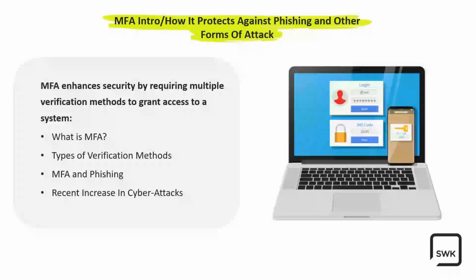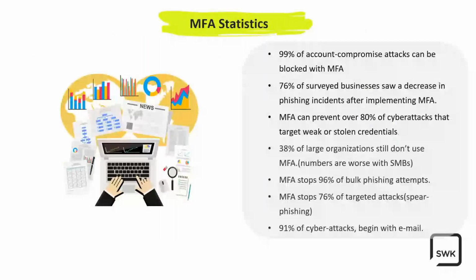So some quick statistics here. 99% of account compromise attacks can be blocked with MFA. 76% of surveyed businesses saw a decrease in phishing incidents after implementing MFA. MFA can prevent over 80% of cyber attacks that target stolen or weak passwords. 38% of large organizations still don't use MFA, which is shocking, and numbers are way worse with SMBs. MFA stops 96% of bulk phishing attempts. MFA also stops 76% of targeted attacks, so think spear phishing.